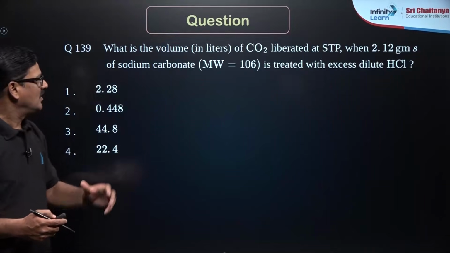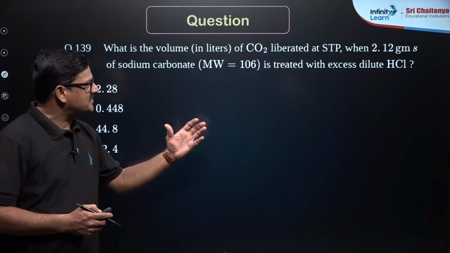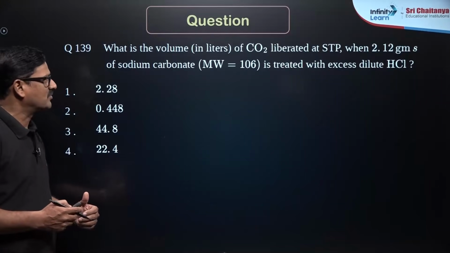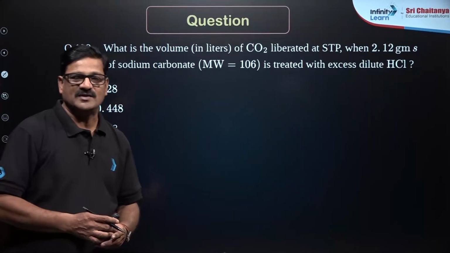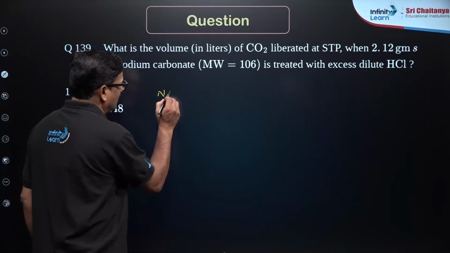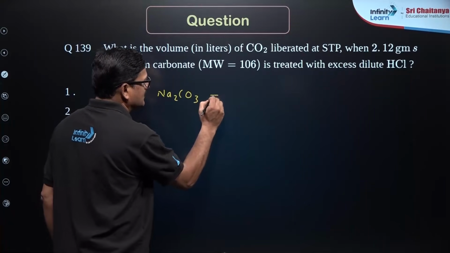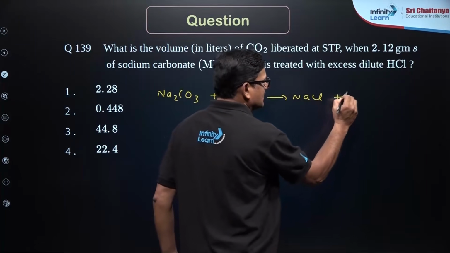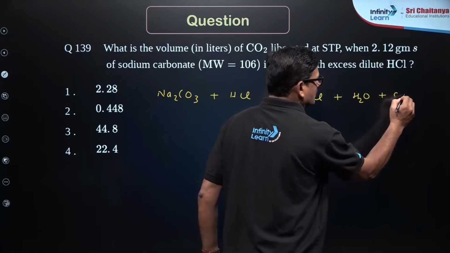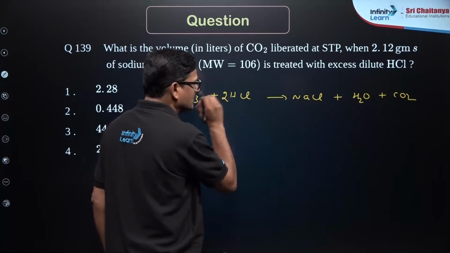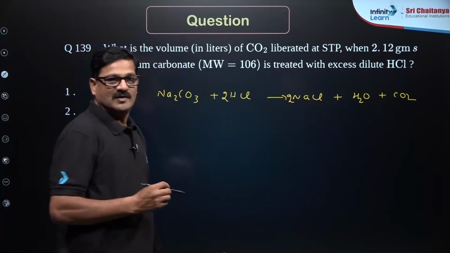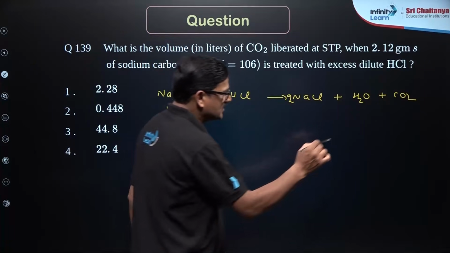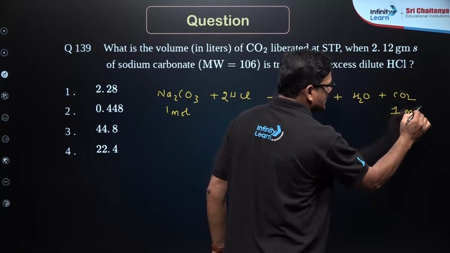Here is a question: what is the volume of carbon dioxide liberated at STP when 2.12 grams of sodium carbonate is treated with excess of dilute HCl? Na2CO3 when treated with HCl is going to give rise to NaCl plus H2O plus CO2. If we balance it, we get 2 and 2 here. By looking at this, 1 mole of sodium carbonate gives rise to 1 mole of carbon dioxide.